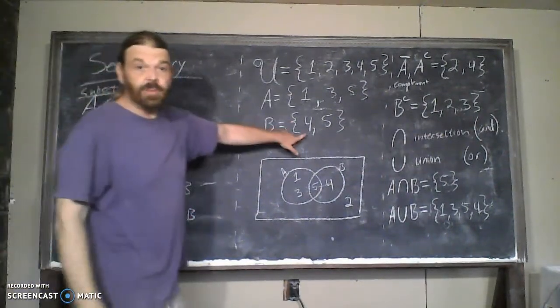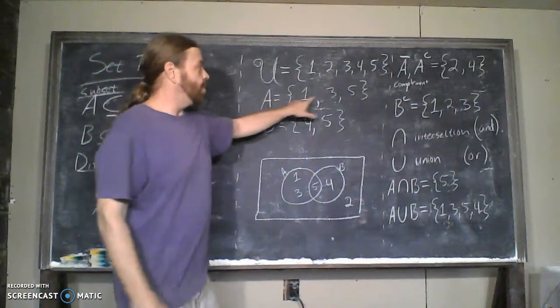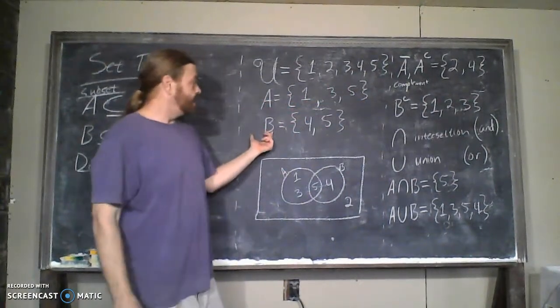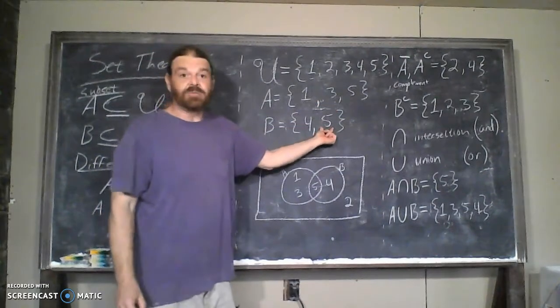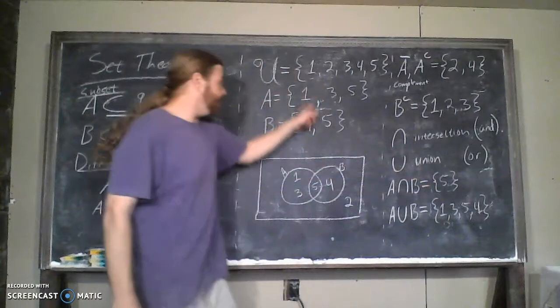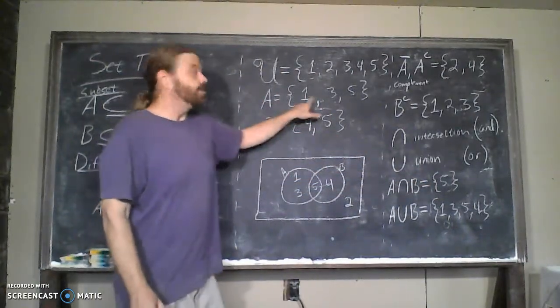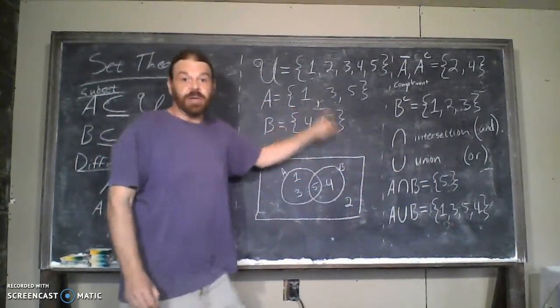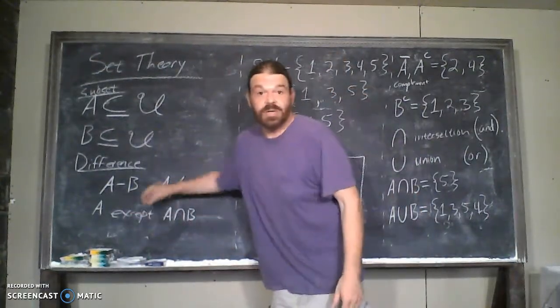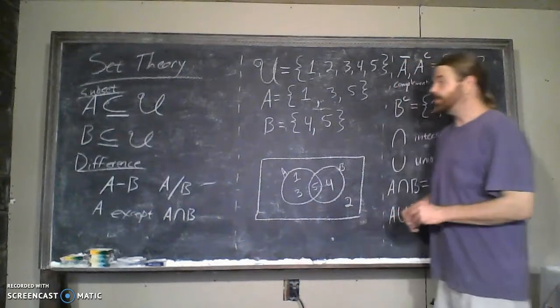Because if we put in some numbers here, A is 1, 3, and 5, and we want to take away set B. Set B has a 5, so we can take that 5 away, which is our intersection. But set B also has a 4, but there's no 4 to take away. So we can only take away the intersection. And that's the difference of sets.